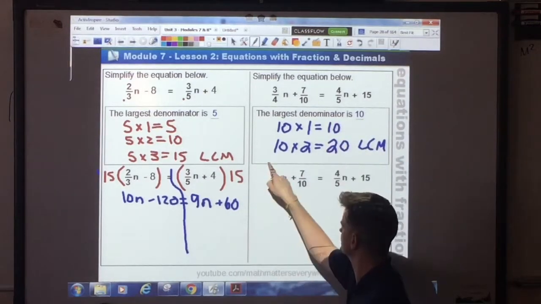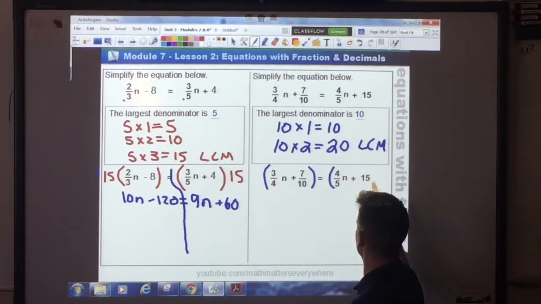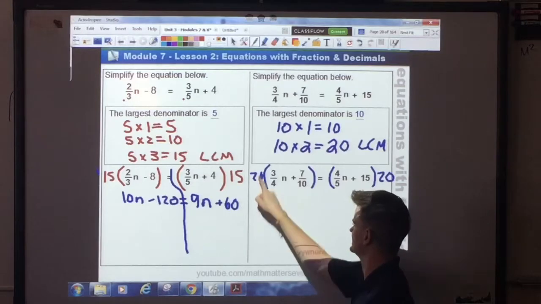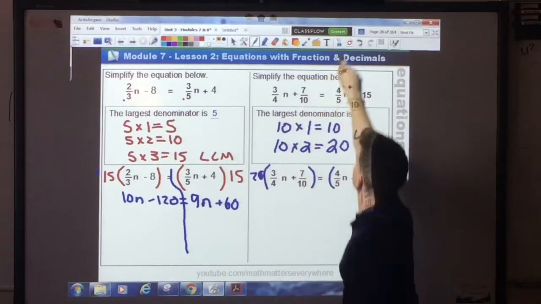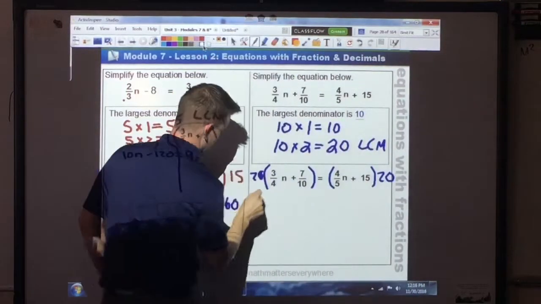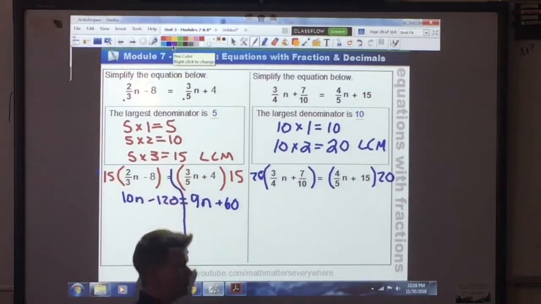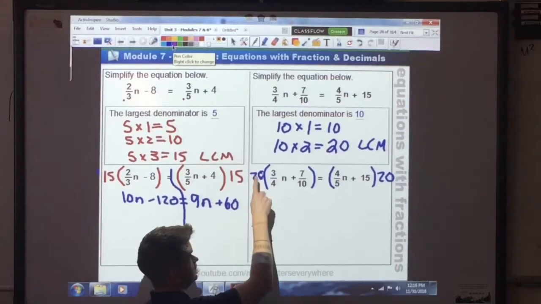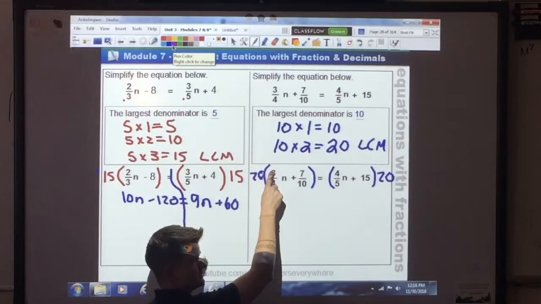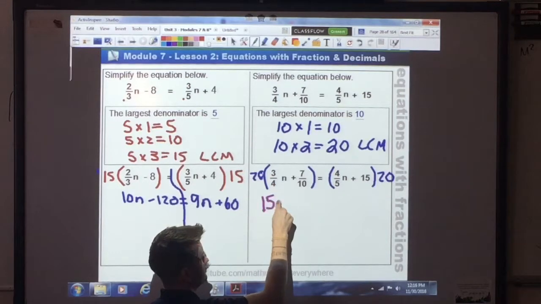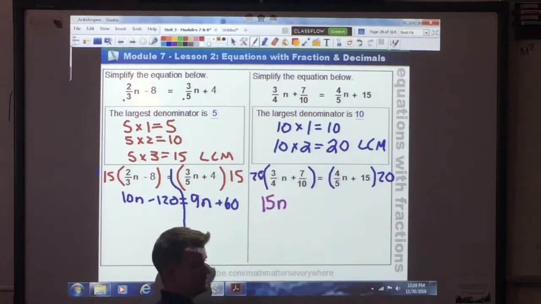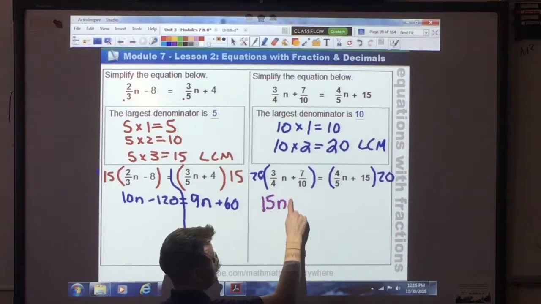And I'm going to multiply both sides by the LCM to get rid of all these ugly fractions. 20, and that's a 0 over there. All right, so we multiply, same process. 20 times 3 is? 60 divided by 4 is? 15. So 15, bring down the n. 20 times 7 is? 140. 140 divided by 10 is? 14.